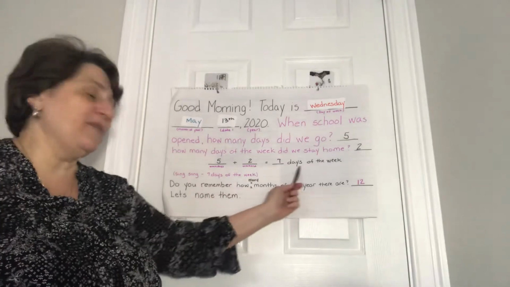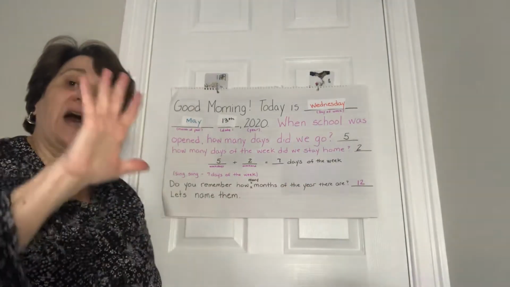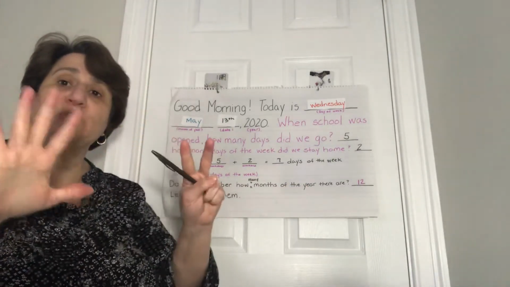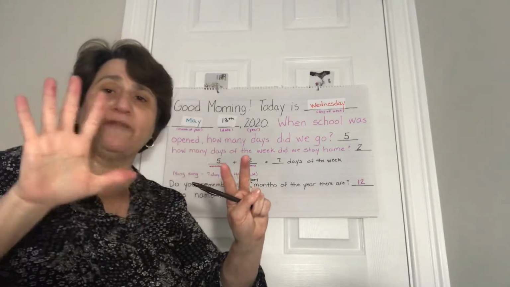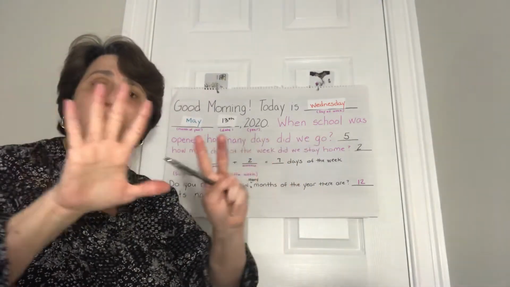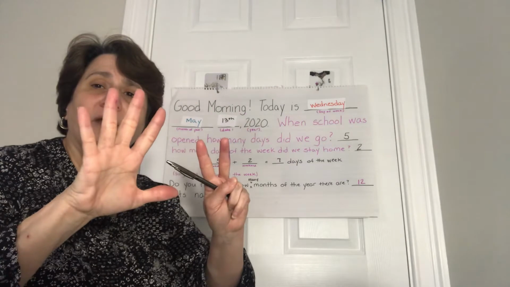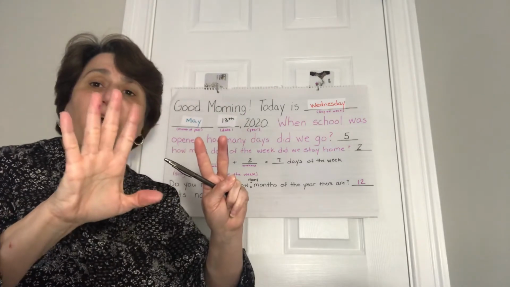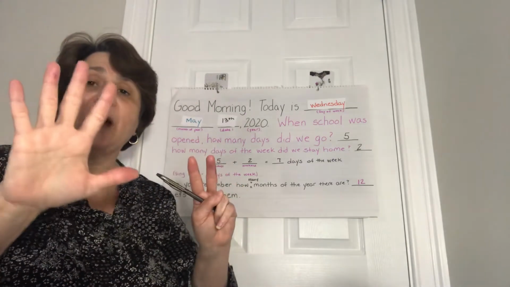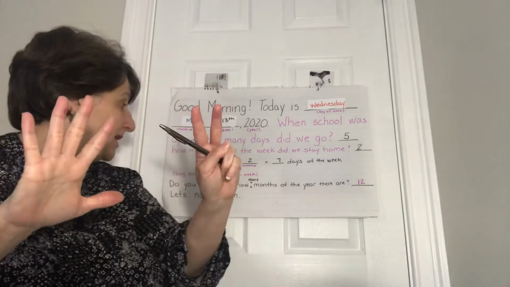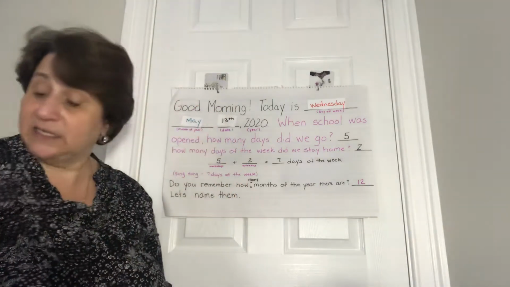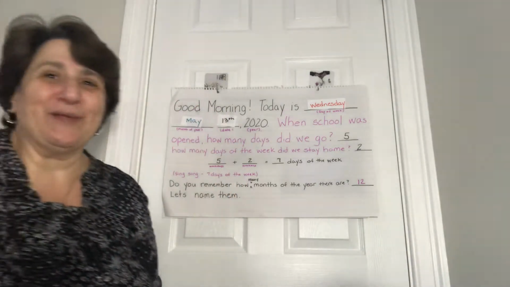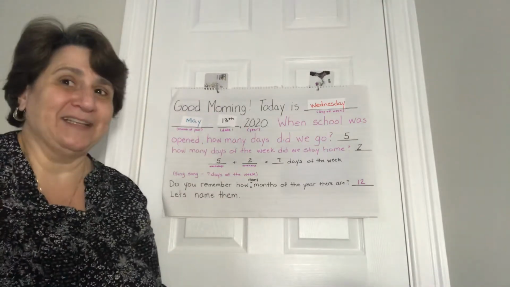Now we used to do this math equation. Do you remember it? 5 plus 2 equals how many? You have 5 here, 2 here. You put them together, and what do you get? 1, 2, 3, 4, 5, 6, 7. 5 days plus 2 days equals 7 days of the week. And then we always hang our song, 7 days of the week.